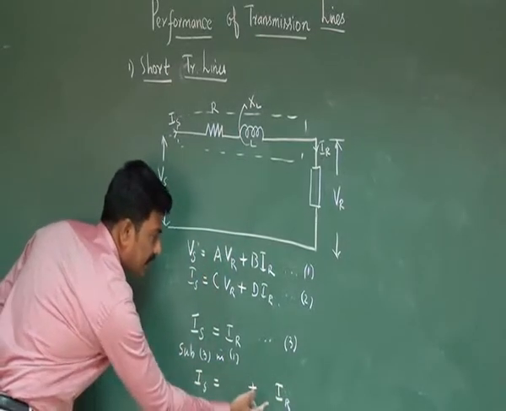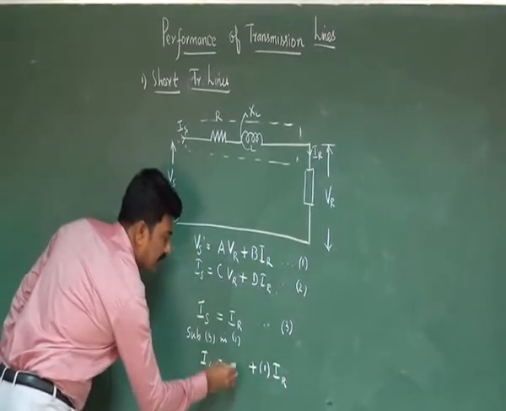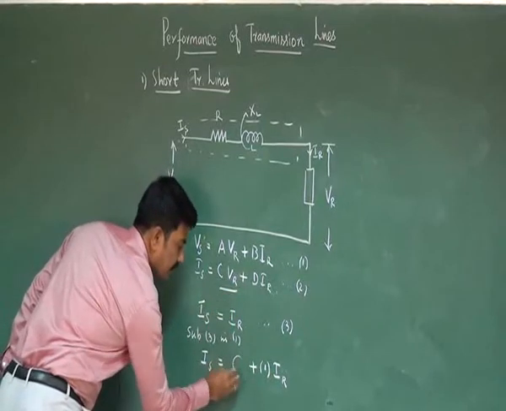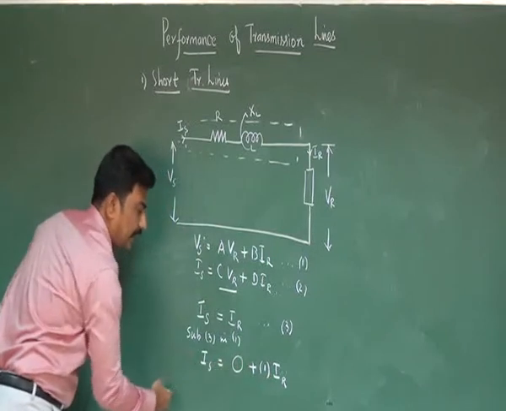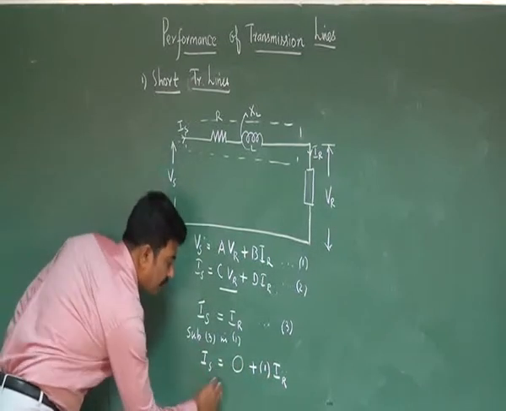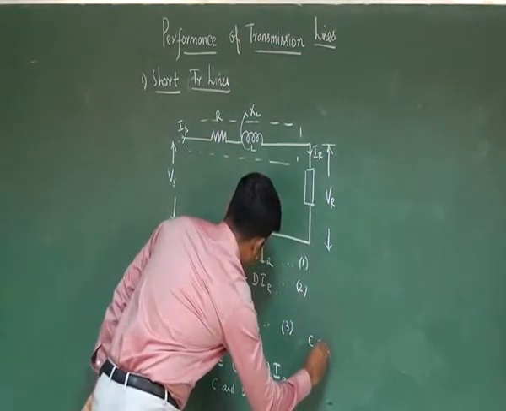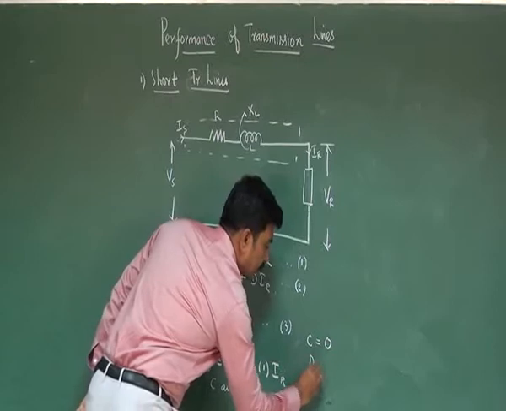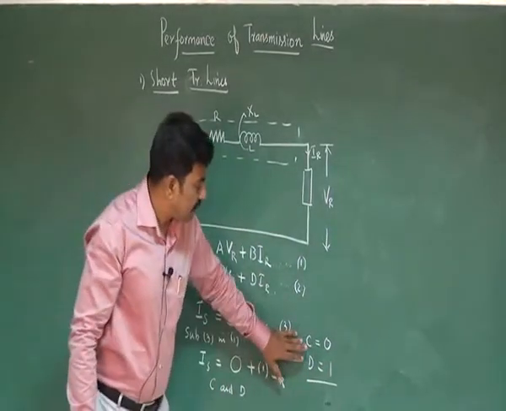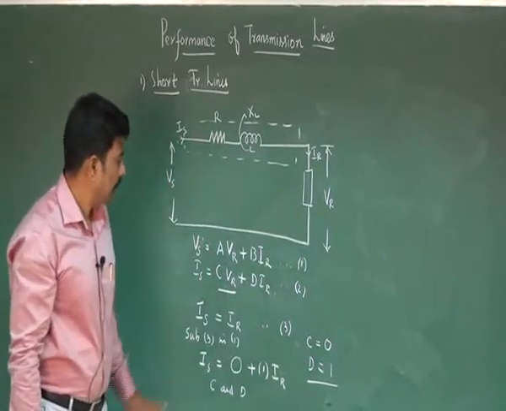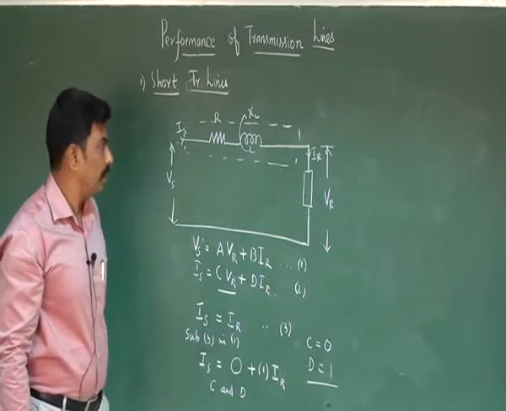Now, if you want to get an equation like this, D must be 1. This first term must be 0. Therefore, from this understanding, you can easily get the values of C and D. And what is C? C is 0 and D is 1. So, you can easily find the constants C and D. Now, let us move on to solve equation number 1. How do you solve it?